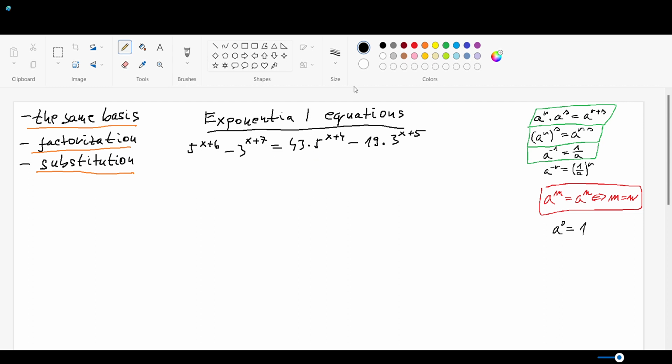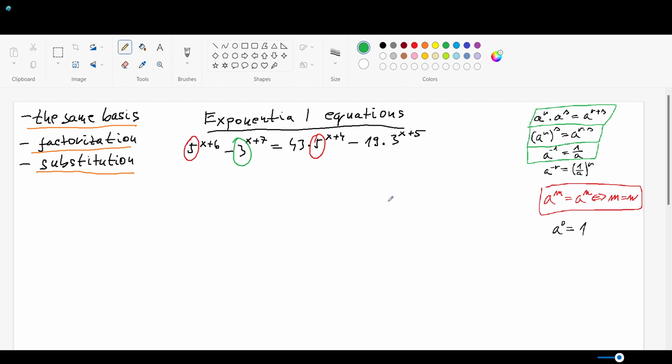Okay, so as you can see in this equation, the main goal when we are solving any exponential equation is to come to an equation where we have the same bases, and then we can simply say that if the bases are the same, then the exponents must be the same, so that the equation is really true. In this equation we really have two bases. The first one is number 5 and the second one is number 3.